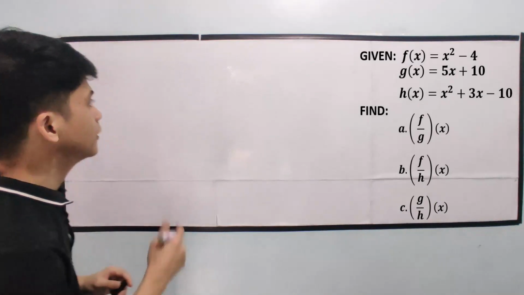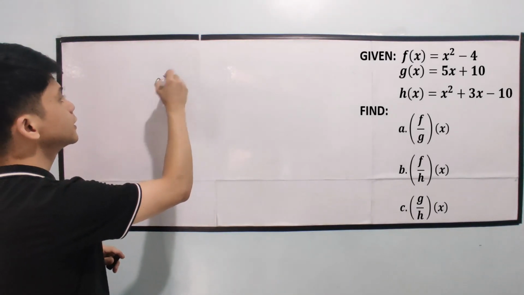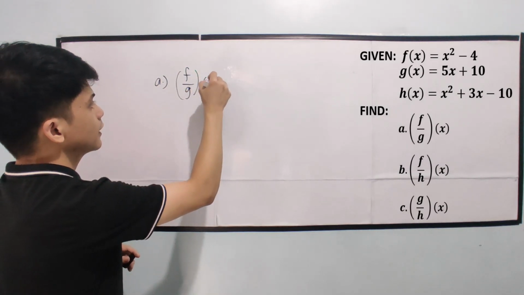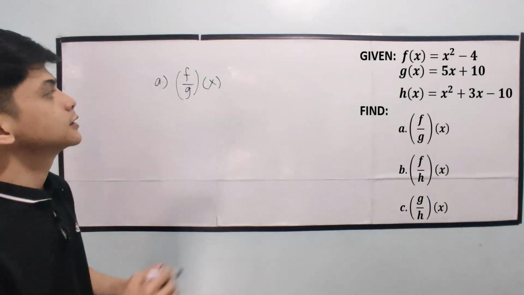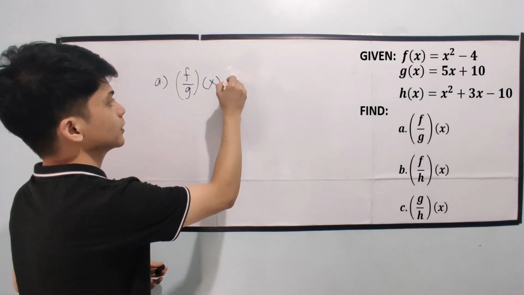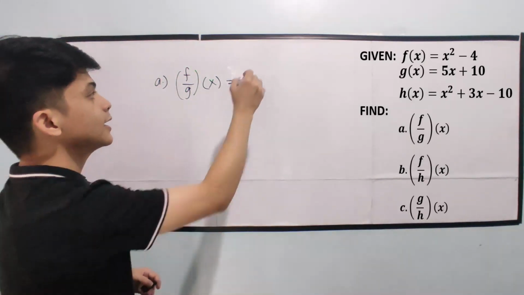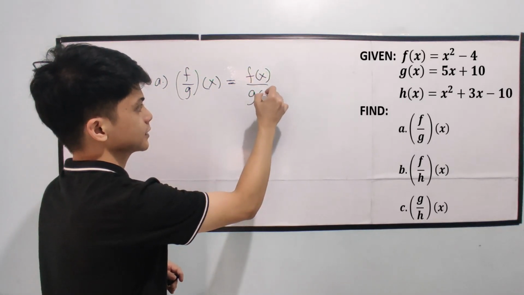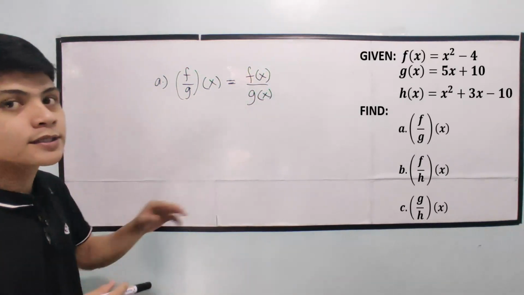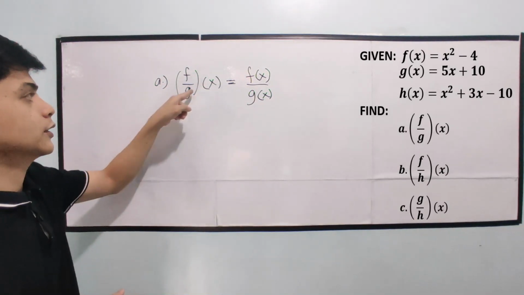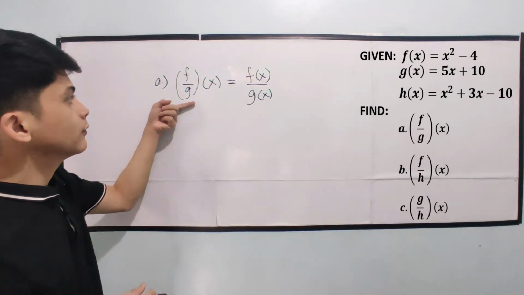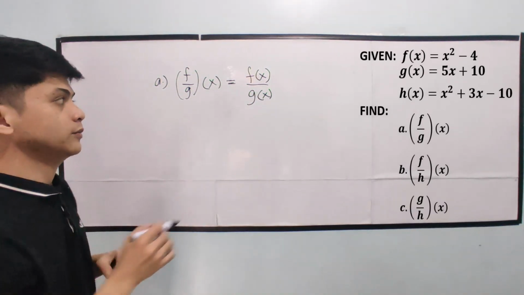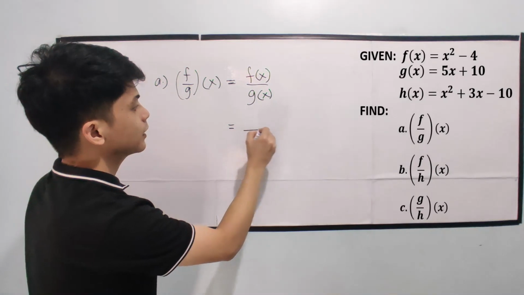So, letter A muna tayo. Find f over g of x. So, paano ba to? Equivalent lang siya sa f of x over g of x. Okay? So, parang dinistribute lang natin yung x sa mga function. So, i-divide lang natin yung f of x and g of x. Substitute lang natin yung mga value nito.